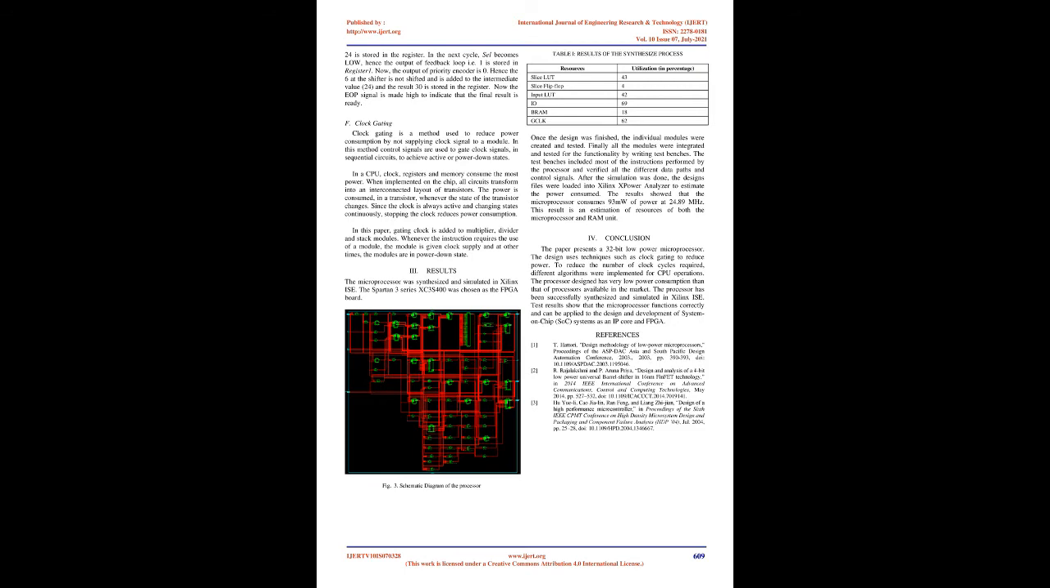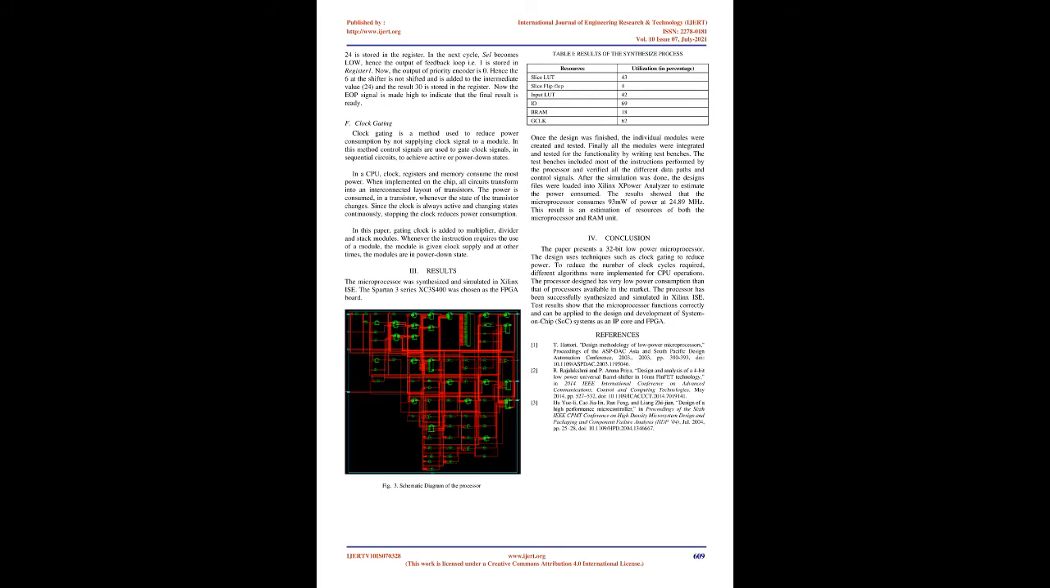In the next cycle, sel becomes low, hence the output of the feedback loop, IE1, is stored in register 1. Now, the output of the priority encoder is 0. Hence the 6 at the shifter is not shifted and is added to the intermediate value, 24, and the result 30 is stored in the register. Now the EOP signal is made high to indicate that the final result is ready.